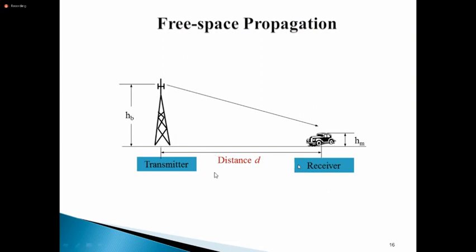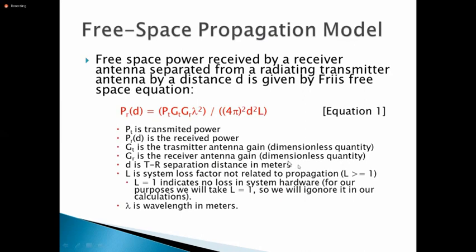Now here you can see there is a transmitter over here, a receiver over here, and this is the distance between the transmitter and the receiver, right? So what we are doing is, with the distance, what happens to the received power? So that is what we are calculating in this model. Then this is the equation. Free space power received by a receiver.